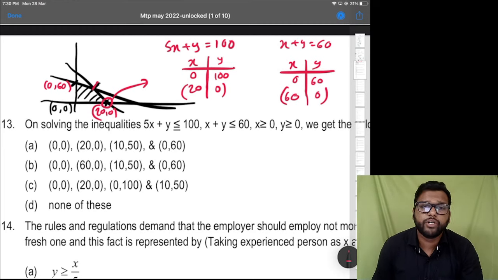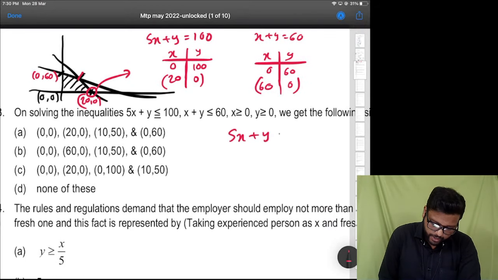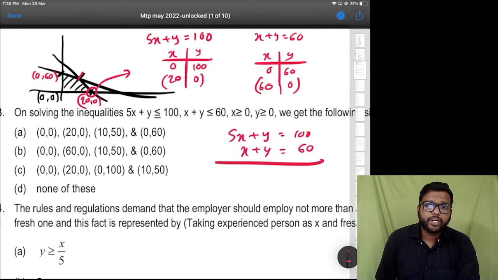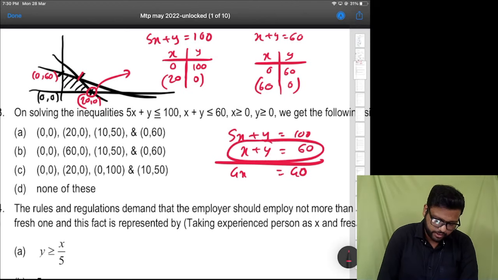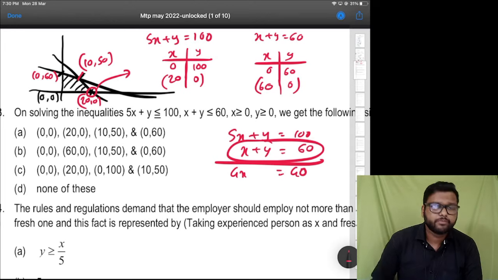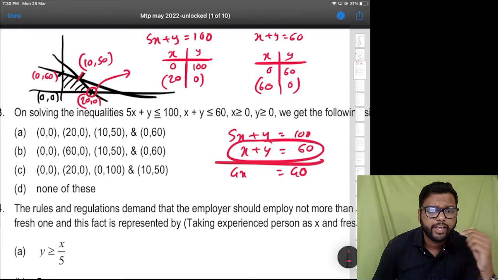Whatever is the intersection point, you can find it easily. Just solve those equations. 5x plus y is equal to 100, x plus y is equal to 60. If we just subtract, 4x will be equal to 40. That means x is 10. If x is 10, y is 50 from this equation. So this point is 10, 50. So which option is correct? Option A is the correct answer.